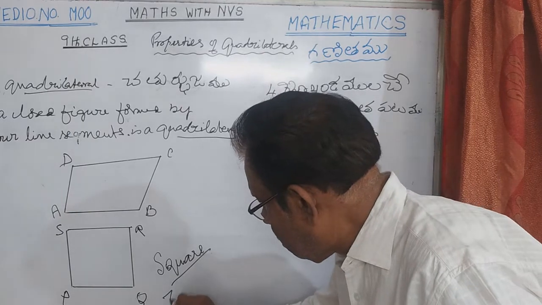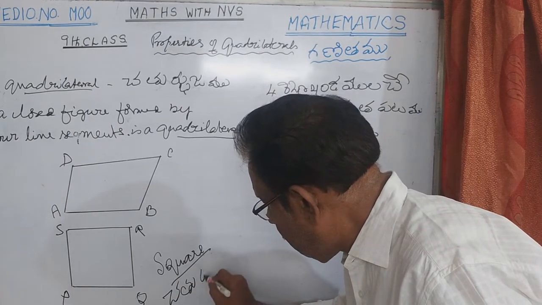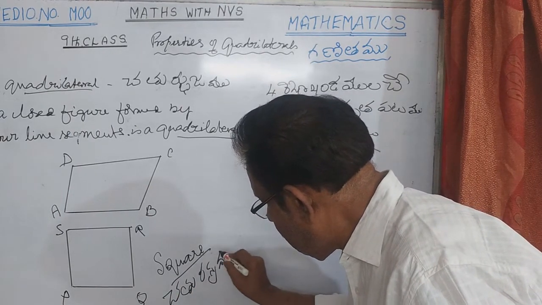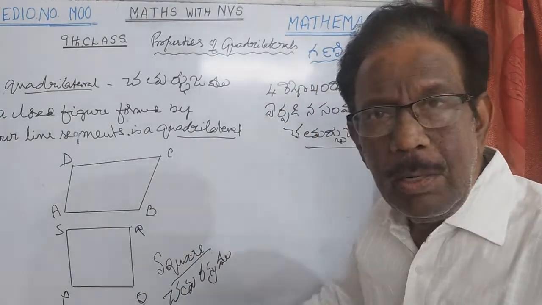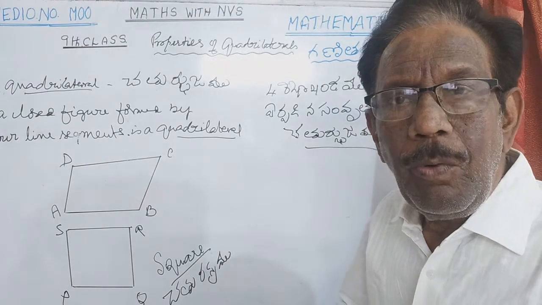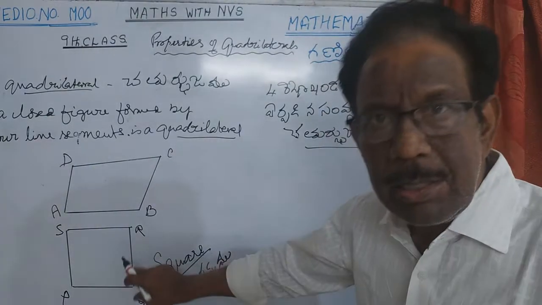Square. In Telugu it is called chaturasramu. This square means a quadrilateral having all four sides equal and all four angles equal.